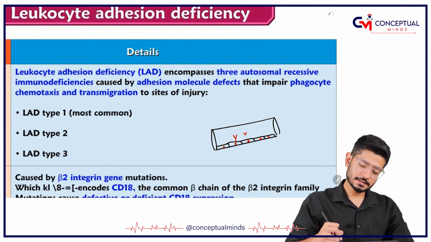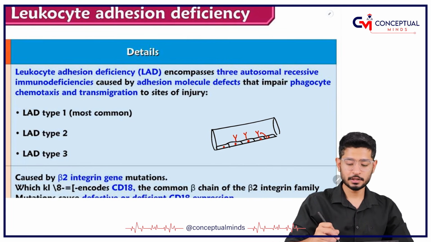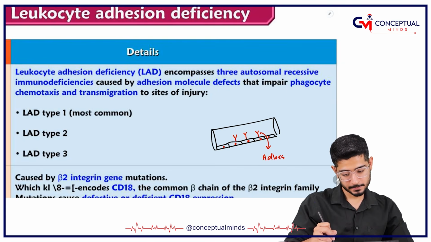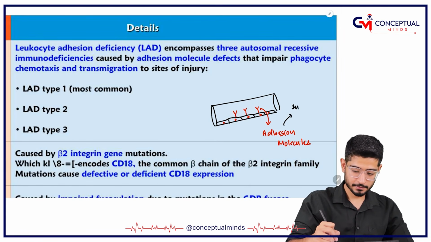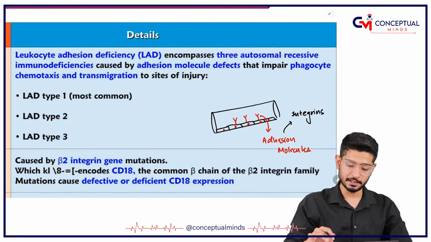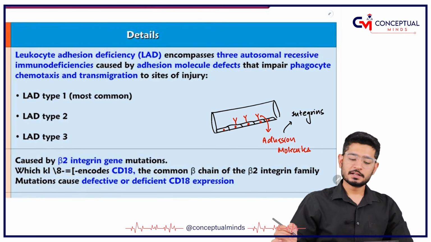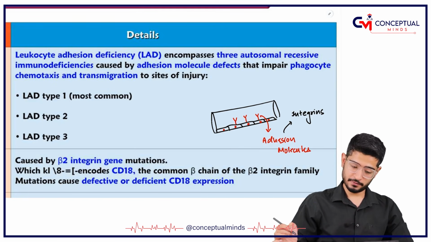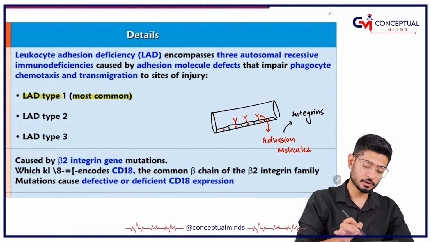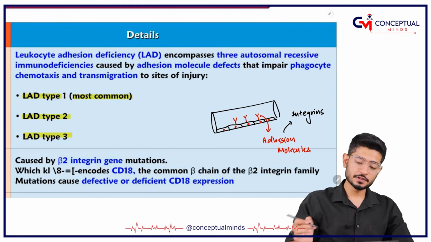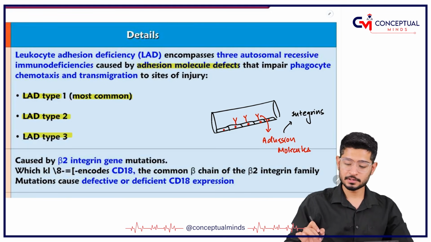So this adhesion is actually occurring because of some molecules which are called adhesion molecules, also called integrins. So something which is integrating, that molecule will be called integrins. So what is leukocyte adhesion deficiency? There are three autosomal recessive immunodeficiencies. One is called leukocyte adhesion molecule deficiency type 1, which is most common, then type 2 and type 3, which is caused due to the adhesion molecule defect.